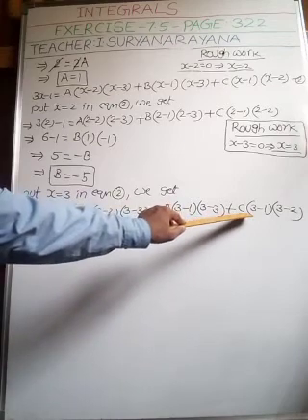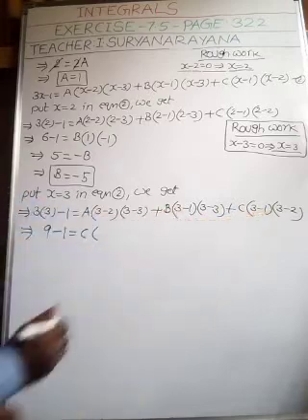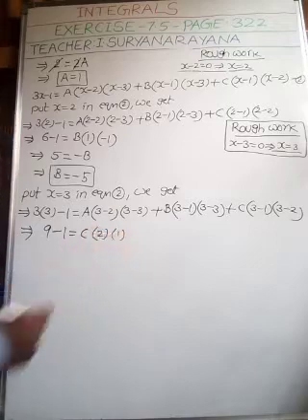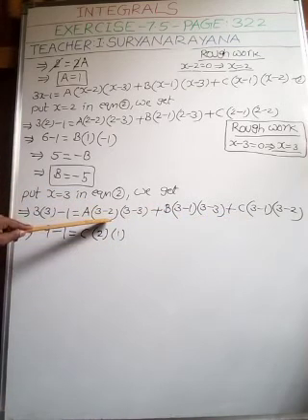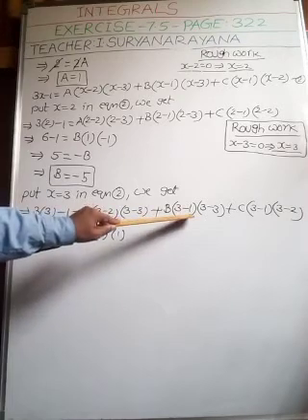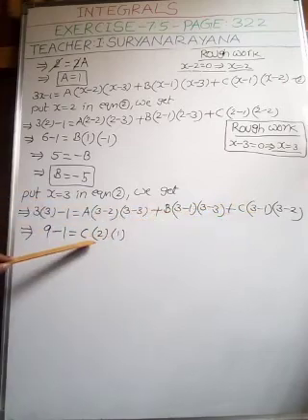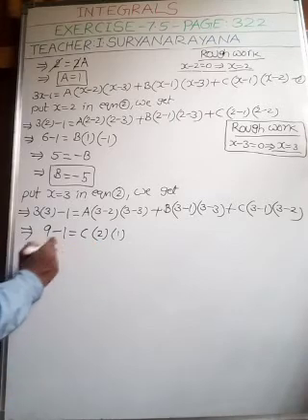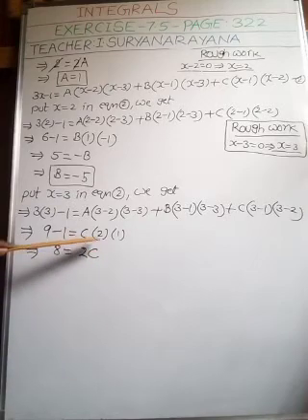Now come to the third term. c into, what will you get? 3 minus 1? 2. Into 3 minus 2, what will you get? 1. I wrote only the third term because the first term value is 0 and the second term value is also 0, so I am not writing these two terms. Directly I am writing the third term. Then we got this step. Understood this step, my children? Right. This implies, what will you get? 9 minus 1, 8 is equal to, in RHS, c into 2 into 1.